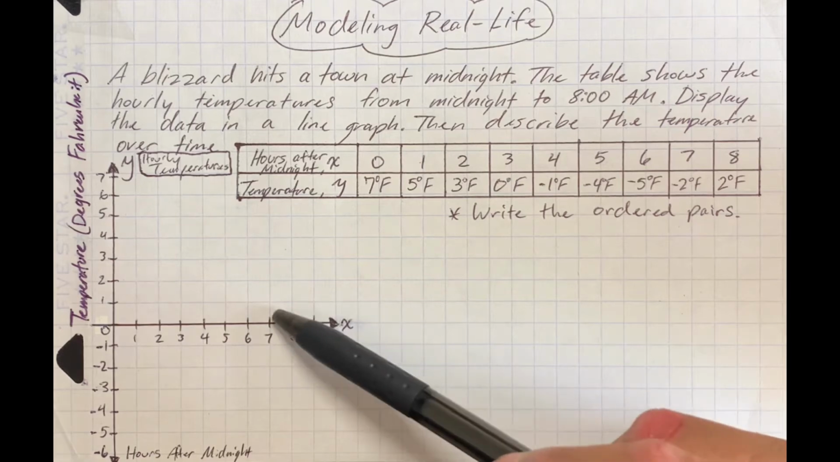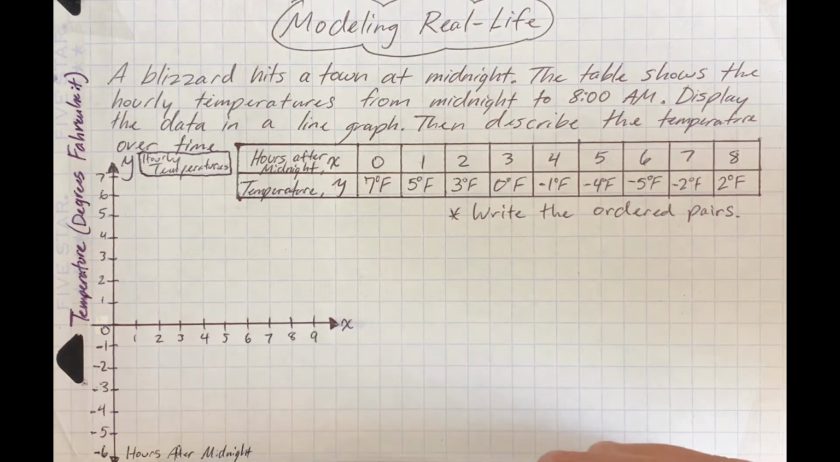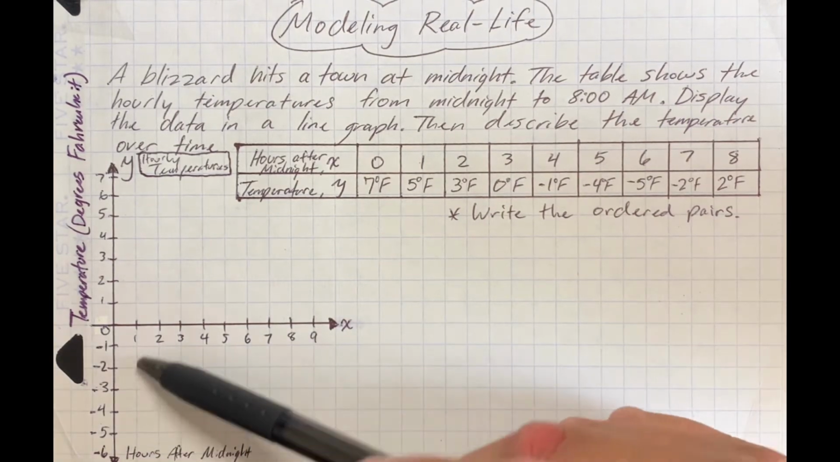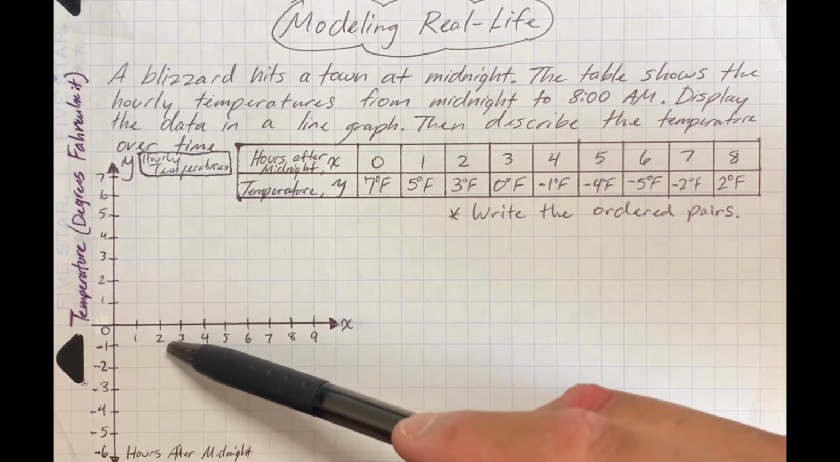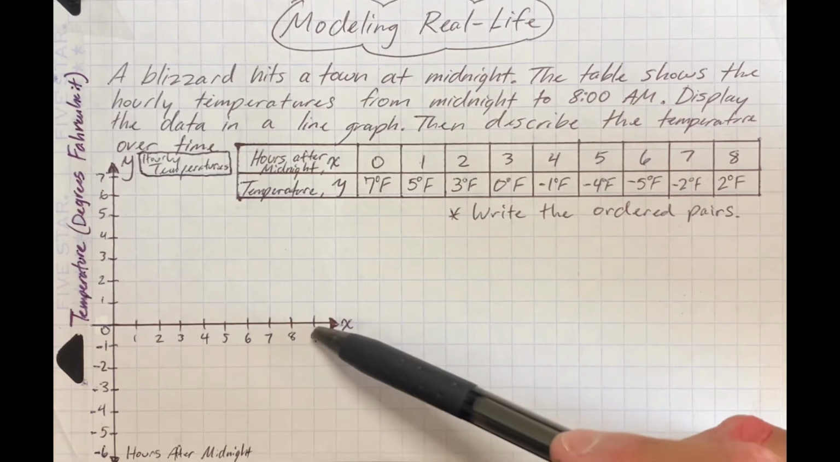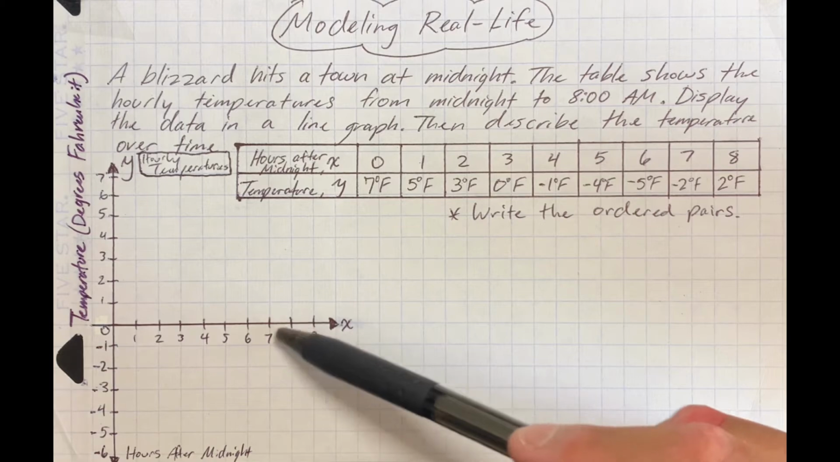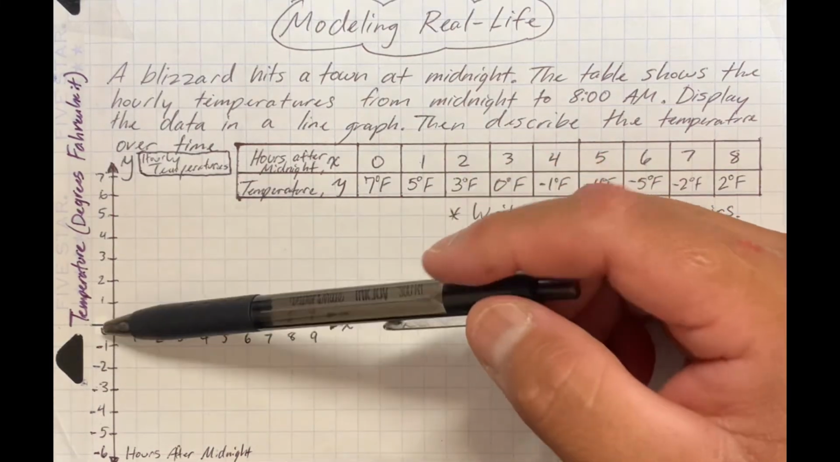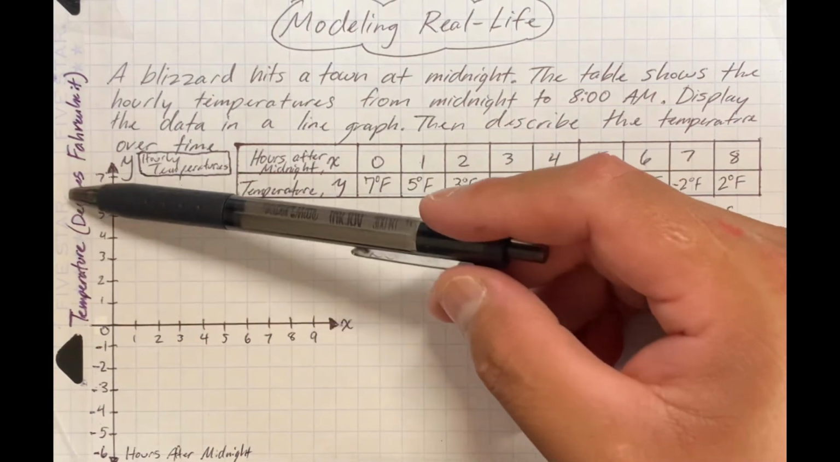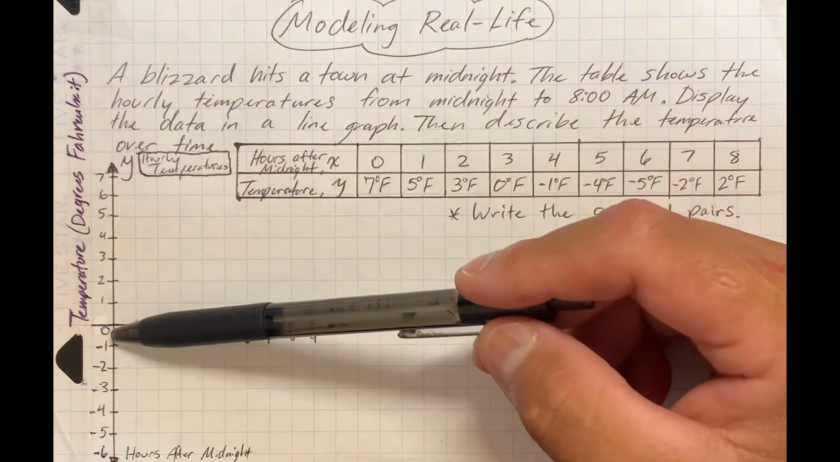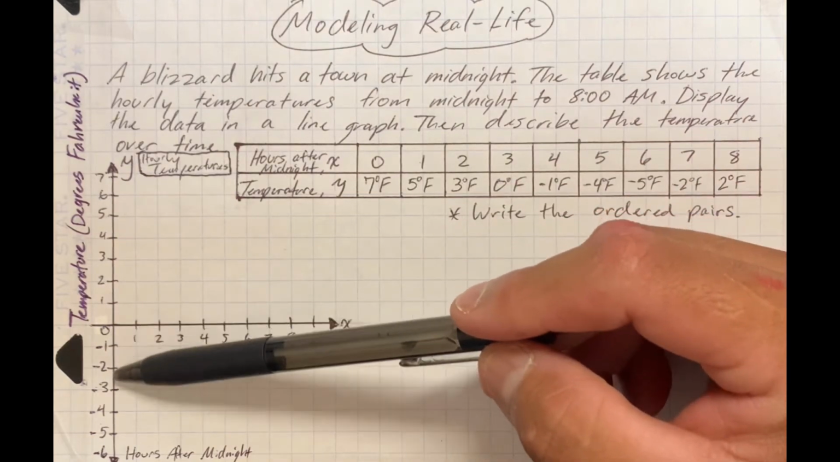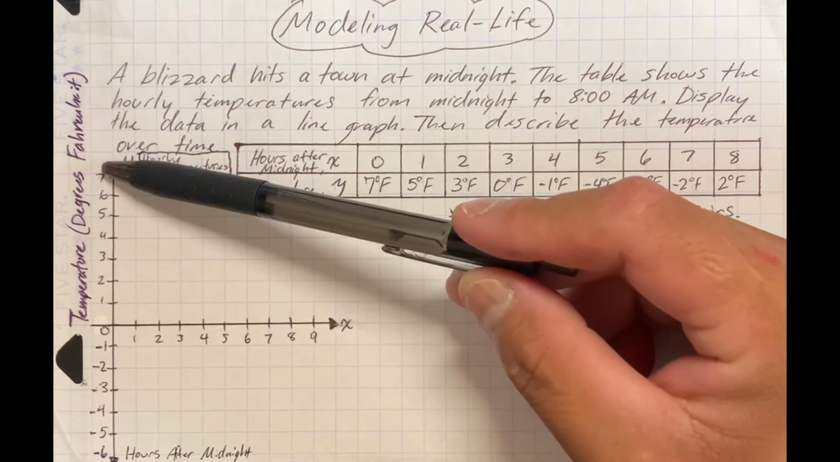Now, your x-axis is labeled hours after midnight. So 1 hour after midnight, 2 hours after midnight, all the way to 9 hours after midnight. On your y-axis, it looks like this is the temperature in degrees Fahrenheit. So here's your negative degrees Fahrenheit and positive degrees Fahrenheit.